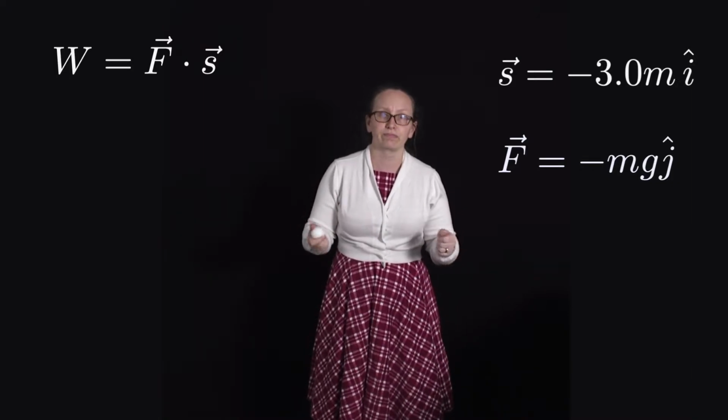So in this case, because no work is done, it tells us that as long as Bryony catches the ball at the same height I threw it from, kinetic energy must be conserved. And so the speed of the ball when it leaves my hand is the same as the speed of the ball when it is entering Bryony's hand.